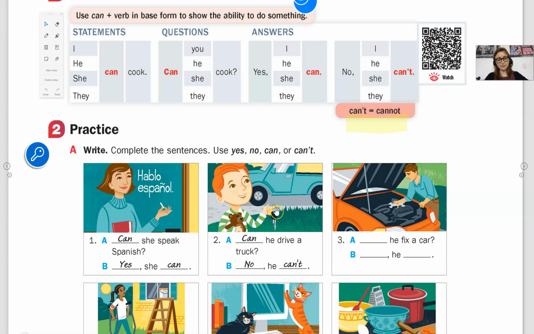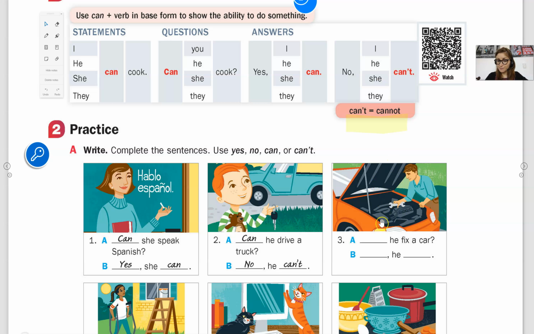Number 2, we see the little boy. He's holding keys to the truck. The question, can he drive a truck? No. No, he's very small, very young. No, he can't. Not possible. He's too small. He doesn't have a driver's license. No, he can't.